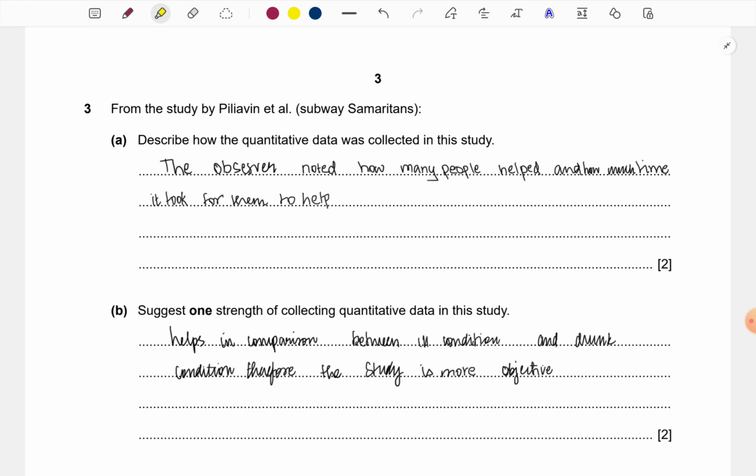From the study by Pilyavin et al., describe how quantitative data was collected in the study. Without reading this answer, just looking at the length of it, I know something is lacking. So this is how the examiner looks at the answer. Okay, the observer noted how many people helped and time it took to help. How many people helped is correct, but better language would be to say frequency of offering help, and the time it took for them to help. The better terminology would be duration of helping.